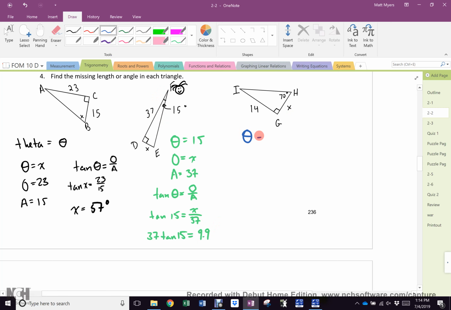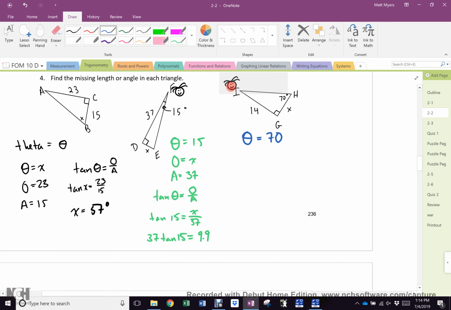Now, the last one. Do I have a theta? What is it? 70. Which means theta is where I go. What is opposite to me? 14. What is adjacent to me? X. Tan 70 equals opposite 14 over x. What do I do when the x is on the bottom? When the x was on the top, I multiplied. Now it's in the opposite spot. So what do I do? Divide. 14 divided by tan 70 equals. And tell me what you get there.